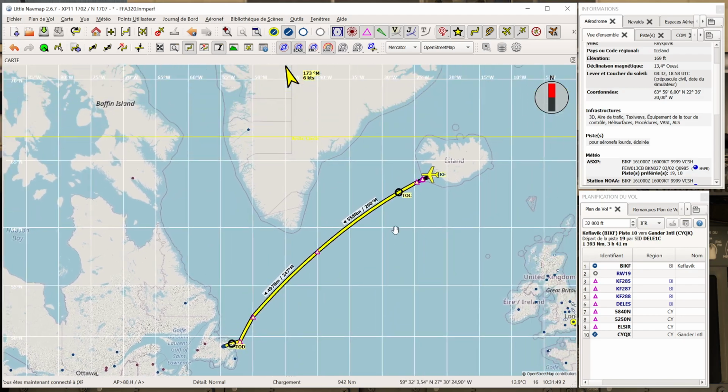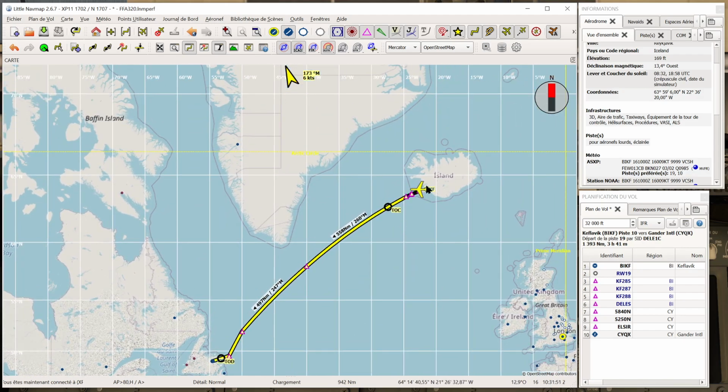So here is the flight plan in Little Nav Map. From Iceland towards Canada, it's nearly 1400 nautical miles, so total time is about 3 hours 45 minutes.